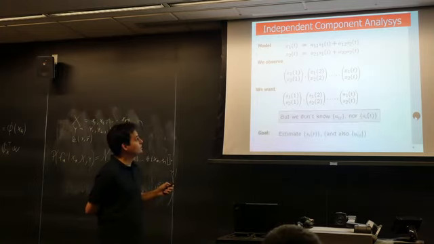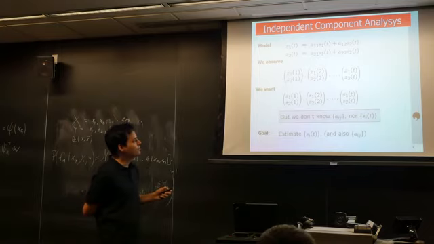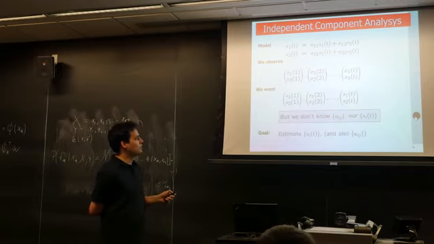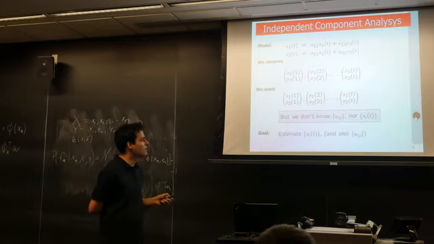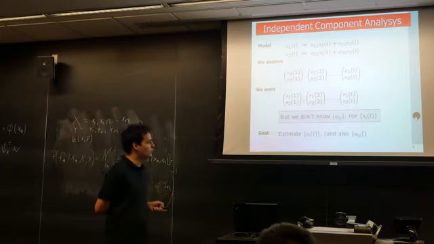So this is just formally the model. We observe x1(t), x2(t), which is a linear mixture of two signals S1(t) and S2(t). We observe these quantities. We want to estimate the original signals, and we don't know the mixing matrix. We don't know the original signals either. Our goal is to estimate them.